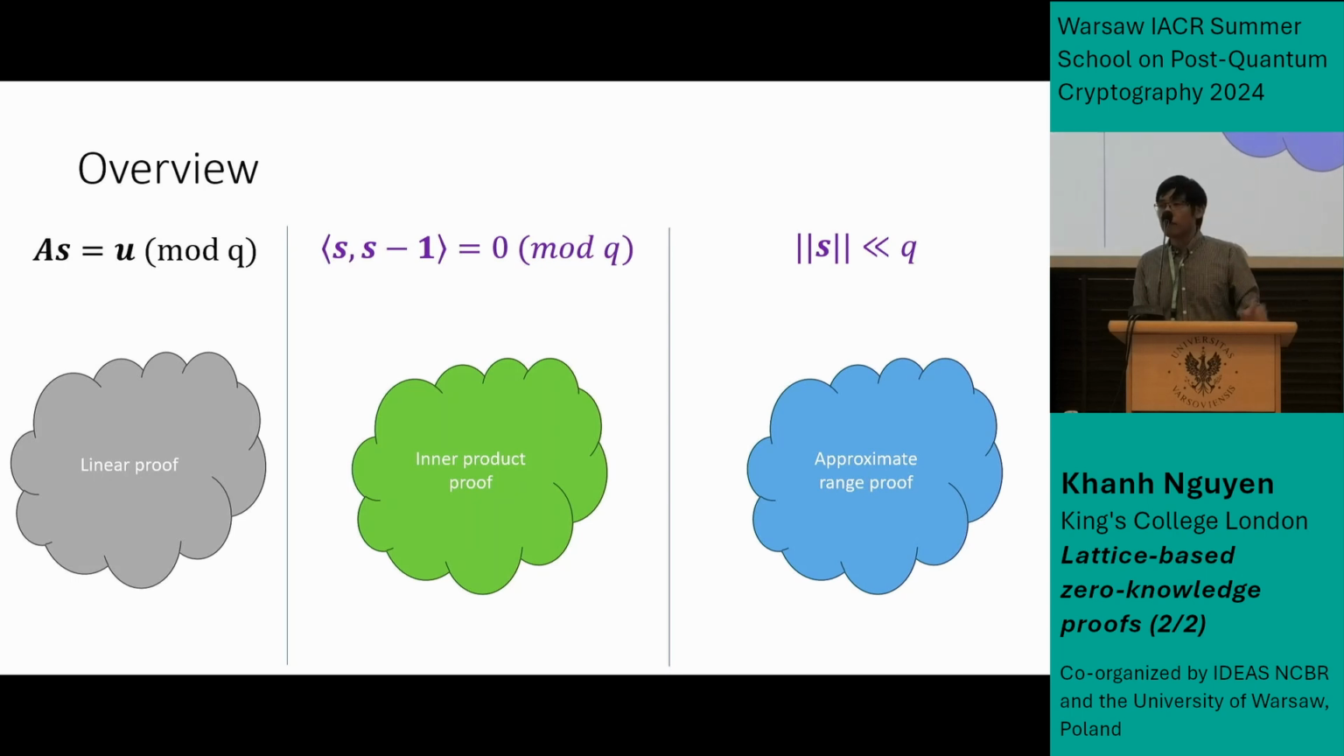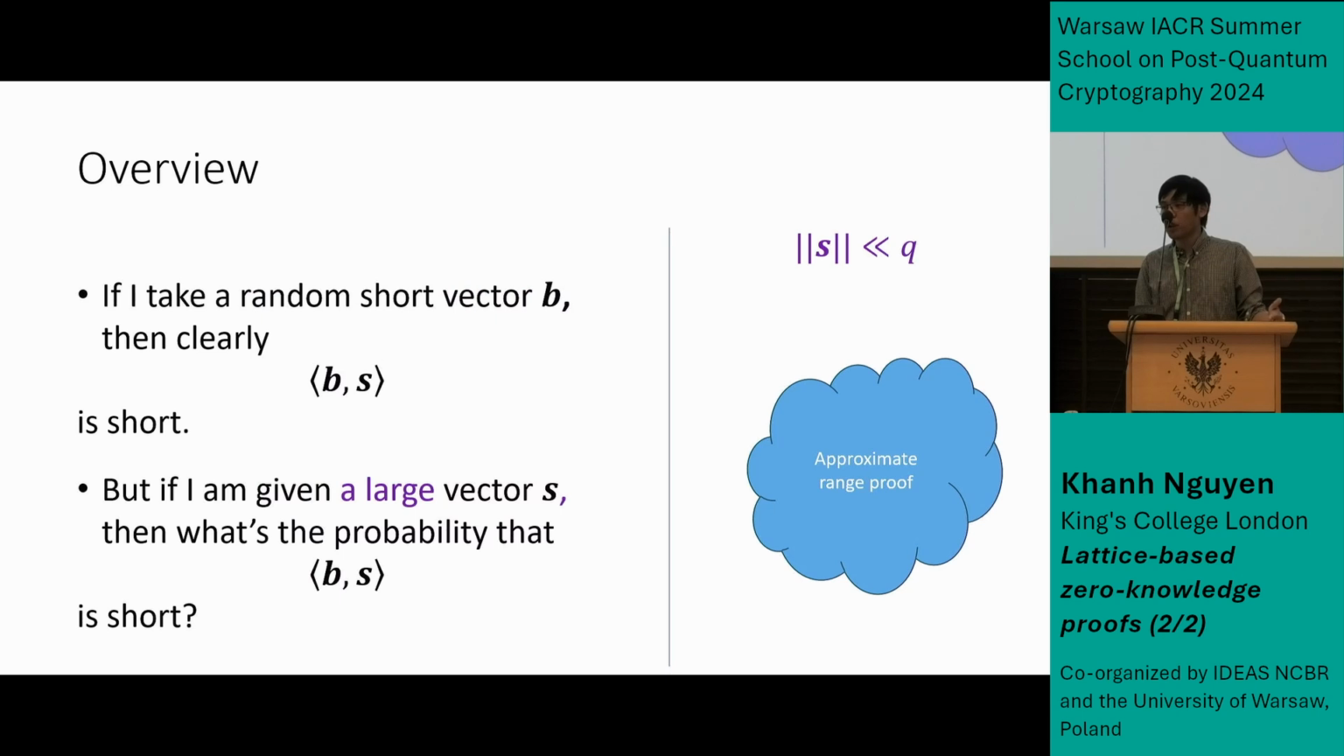So I will call the first one the linear proof. The second one is the inner product proof, and the third one is the approximate range proof. That's what I call the third one. And I will focus on the approximate range proof first. Okay, so how to prove that S is somewhat short?